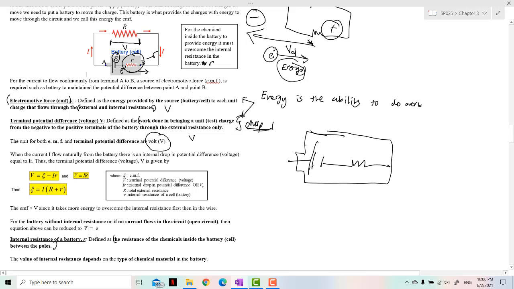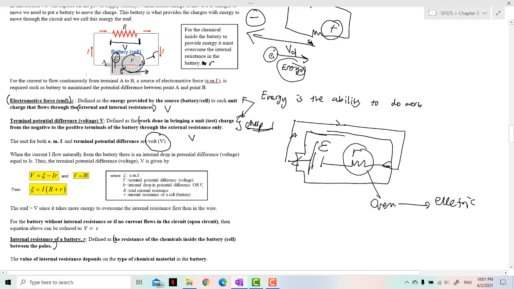Here, as I remember, we have the positive and negative of the battery. So this is our EMF and this is our internal resistance R. When current flows, the current must overcome the internal resistance, so that our chemical energy can be converted into our electrical energy.